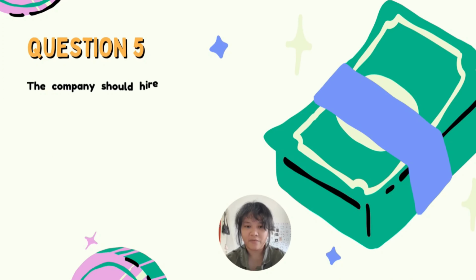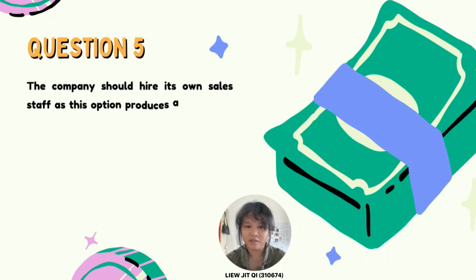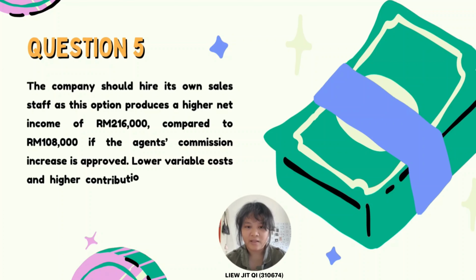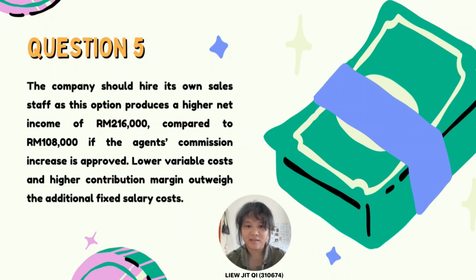Compare the two decisions of approving the request of increase in commission and hiring our own staff. Originally, we will only get 108,000 of net income if we approve the commission request. However, we would get 216,000 if we hire our new sales staff. That means if we hire our own sales staff, we would get 108,000 ringgit more in net income. In conclusion, the final decision of the company should be hiring the new sales agents to achieve a higher net income and profit for the company.